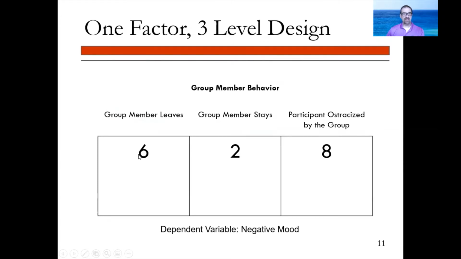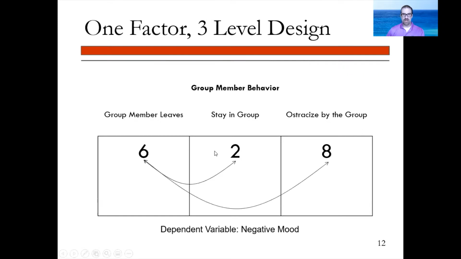And what we can do with this type of design is we can make several comparisons. So the first is that we can look at what happens when we compare the group member leaving versus staying in the group. Okay, so our first comparison there. We can also then compare a group member leaving with that participant, I should say, being ostracized by the group. So what happens when the participant's ostracized? These are our first 2 comparisons.